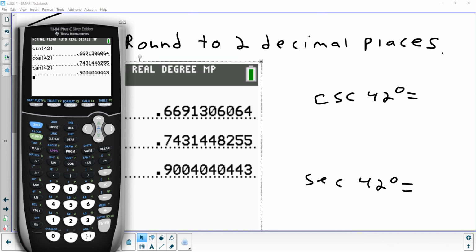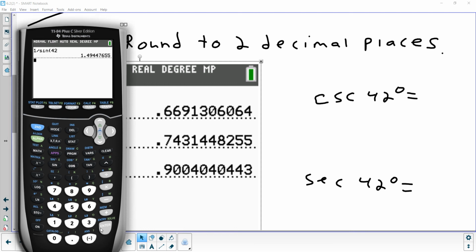Do we have a button on the calculator that says CSC? No. So how have we been finding the cosecant all along? What have we been doing? We have to do the same thing. Caleb? Find the reciprocal of sine. Find the reciprocal of the sine. So 1 divided by sine 42. I should have closed the parenthesis, I meant to, but it didn't mess anything up.